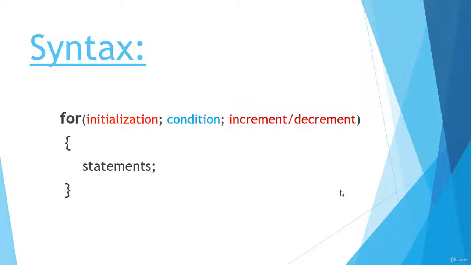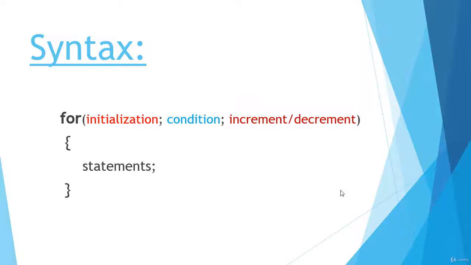After executing, it goes to the increment or decrement part. It increments or decrements the variable. For example, I want to increment, so the value of i is incremented by 1. Now the value of i is 2. It does not go back to the initialization. Rather, it goes to the condition and checks it. If the condition is true, then it executes all the statements in the for loop.